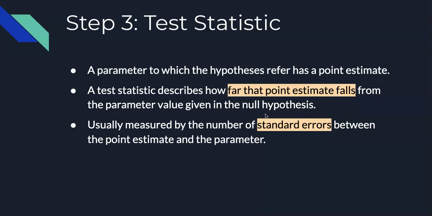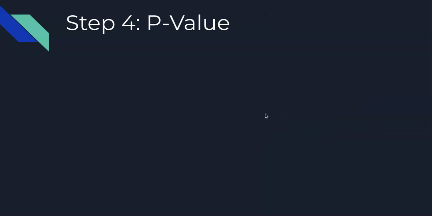Remember, we used standard error when we constructed confidence intervals in chapter 8. And this guy's back. We're going to do some math for test statistics, and it describes how far the point estimate falls from the parameter value given in the null hypothesis. But we'll do more of this mathy part when we actually do a significance test. Step three is to find this test statistic. Now, step four is very important.